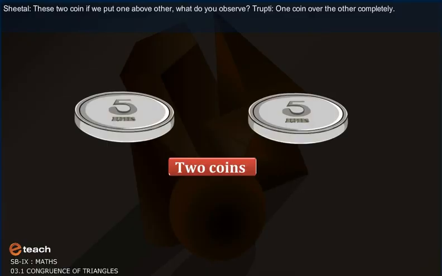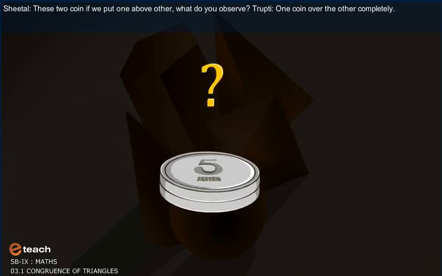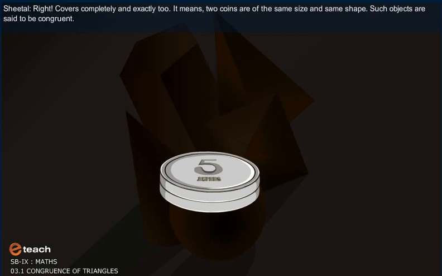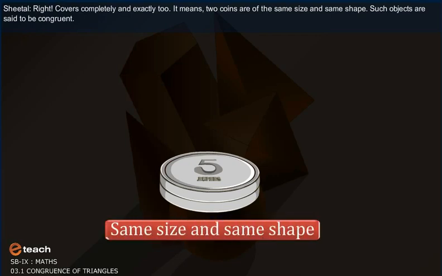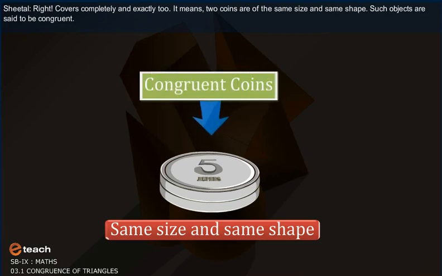These two coins, if we put one above the other, what do you observe? Tripti says, one coin covers the other completely. Sheetal says, right, it covers completely and exactly too. It means the two coins are of the same size and same shape. Such objects are said to be congruent.